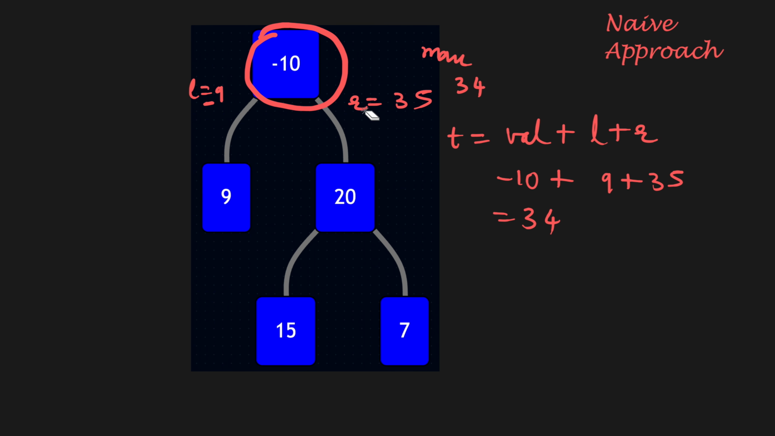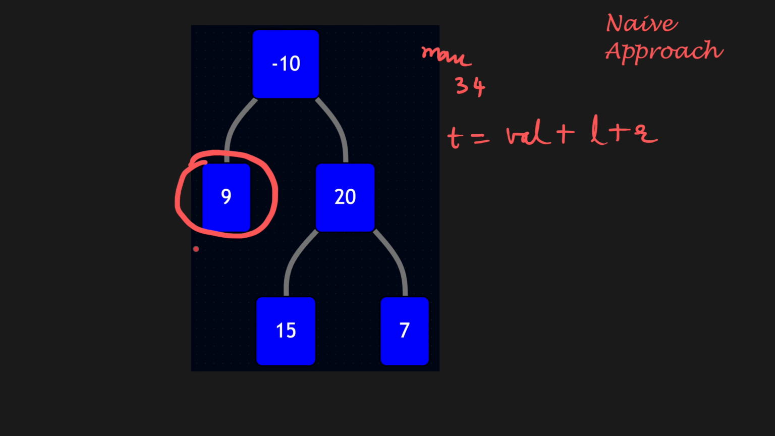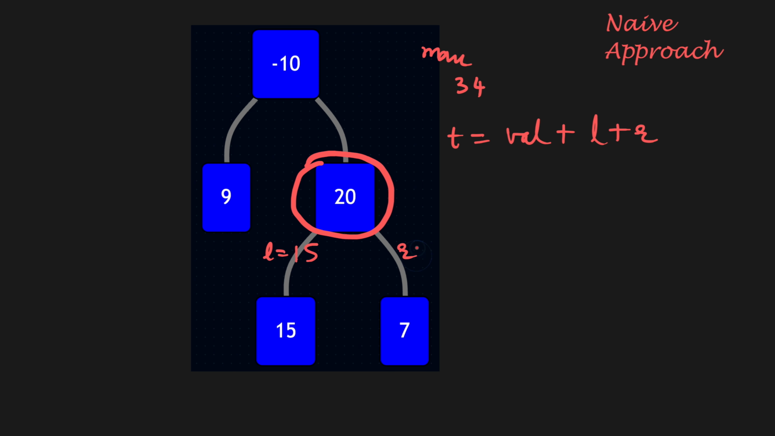Say we go in a pre-order traversal, where we go to the root, then left and then right to select our peak nodes. So now node 9 becomes the peak element, and for node 9 both left and right sum will be 0, and the path sum will come out to be 9, which is not greater than 34. Then we move to the next node, which is 20, and here the left sum will come out to be 15 and the right sum is 7.